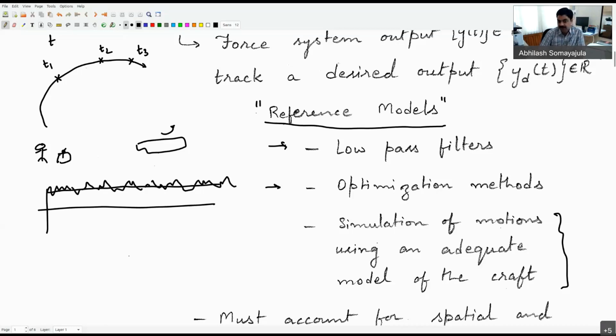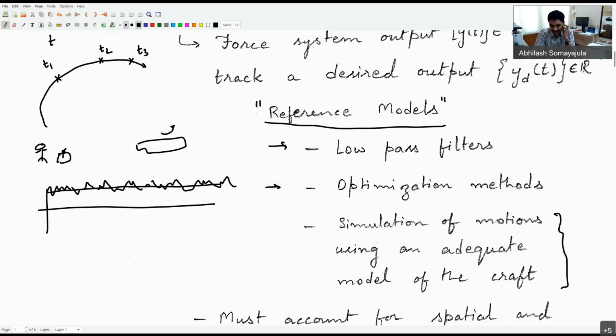Correct? But it is the task of the guidance system to take that joystick input, where a person is trying to control the craft using joystick commands, and convert it into an actual desired possible trajectory. In which case, all those high frequency undulations are removed when I pass the signal through a low pass filter. And I get a more or less straight line as an output if I really wanted to track a so-called straight line output.